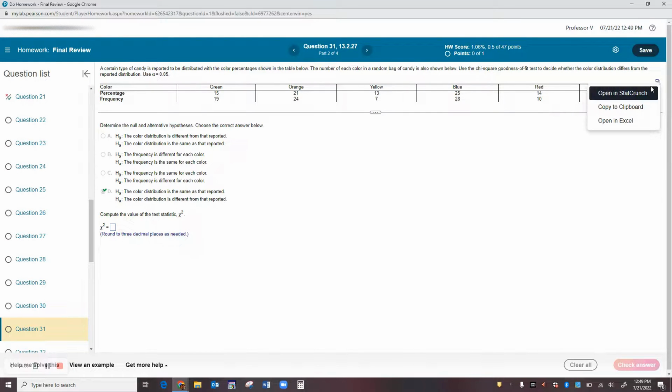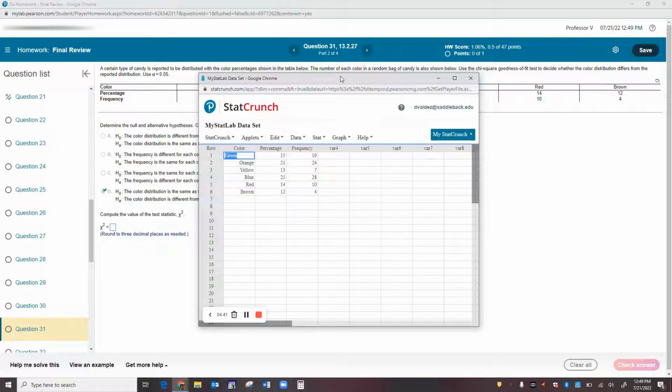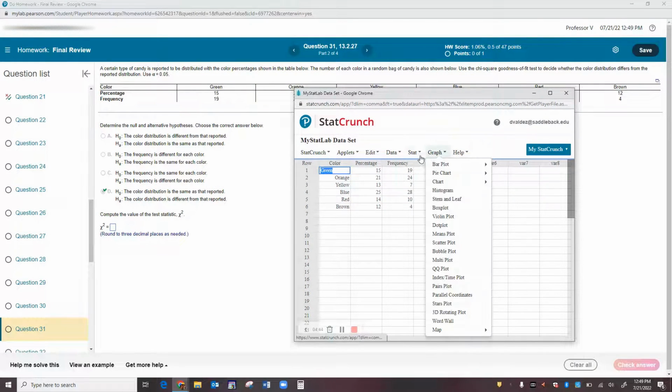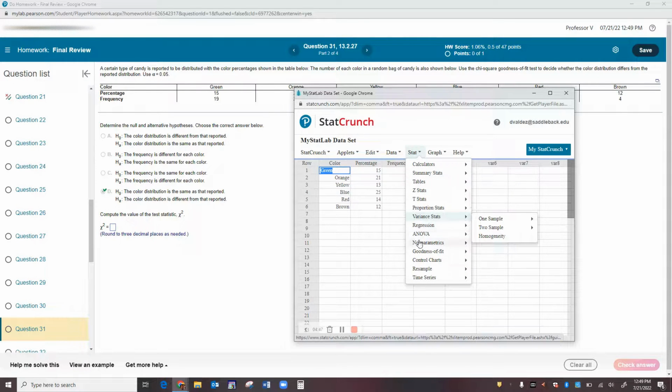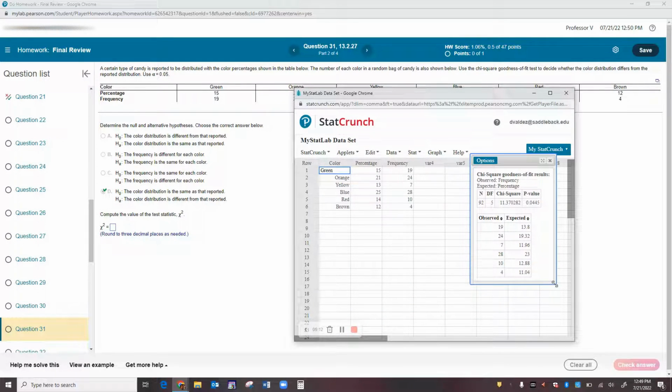Okay, continue. And then compute the value of the test statistic. So just open that in StatCrunch. They want a goodness of fit test, alpha is 0.05. So Stat, Goodness-of-fit, Chi-Square Test. Observed is the reported frequency. Expected is percentage. Make sure you get that right. Okay, compute. Here they didn't give us the option of getting the critical value. So we have the test statistic, 11.370.